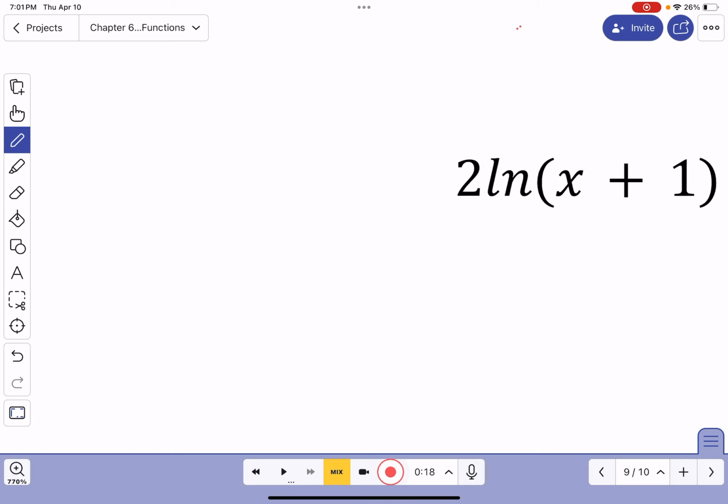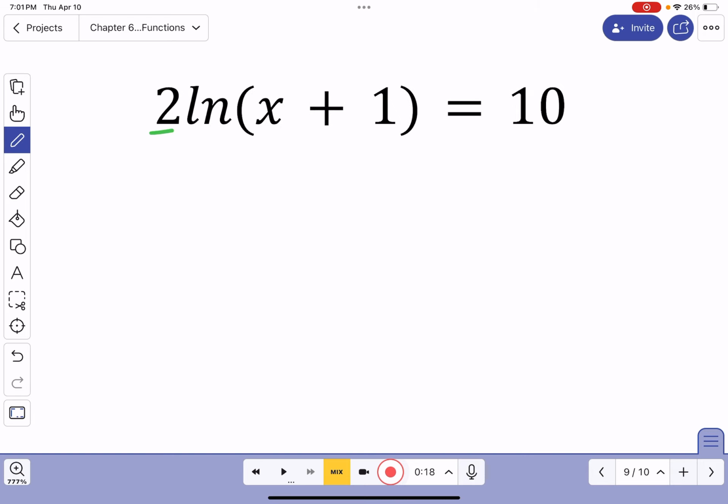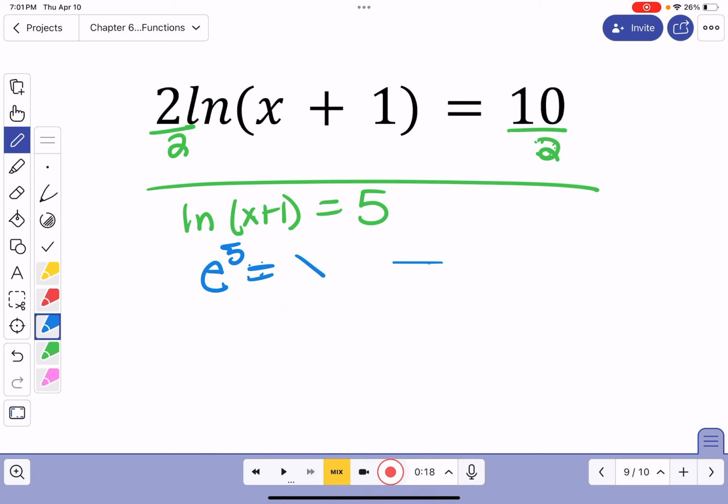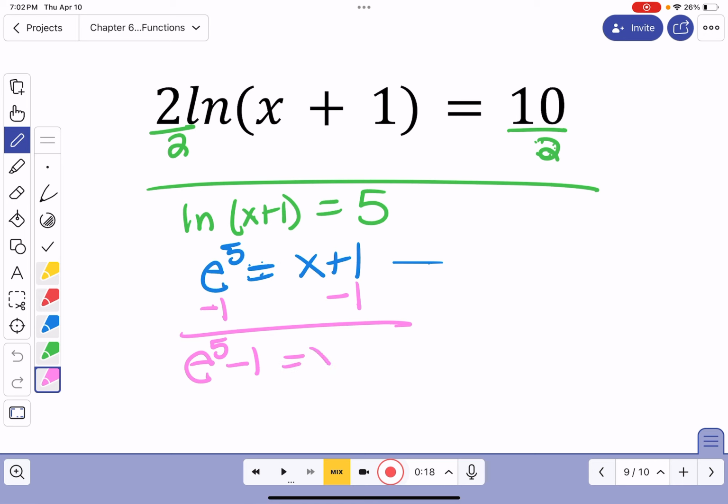All right, so we go over here. We're going to divide by 2. So we have ln of x plus 1 equals 5, because 10 divided by 2 is 5. Rewrite: e to the 5th equals x plus 1. And then to get the x alone, we subtract. So e to the 5th minus 1 equals x. And that's all we have to do.